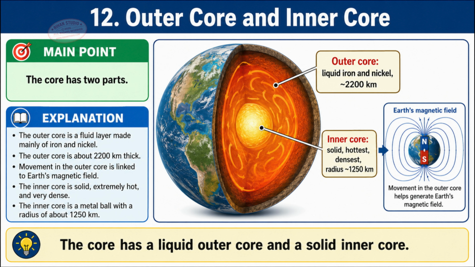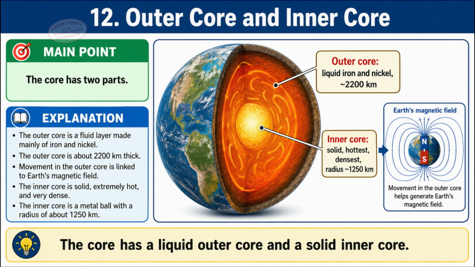Outer core and inner core. The core has 2 parts. The outer core is a fluid layer mainly of iron and nickel, approximately 2,200 kilometers. The inner core is a solid, hot, spinning metal ball, the densest part of the Earth, approximately 1,250 kilometers.